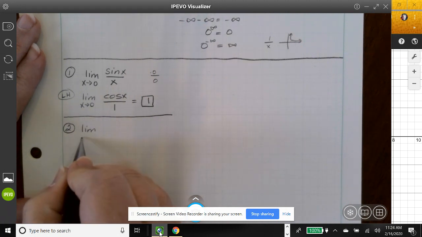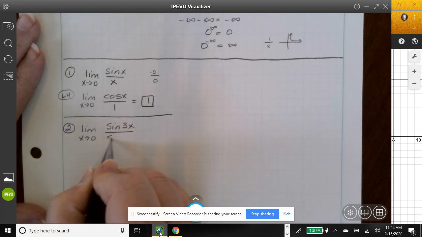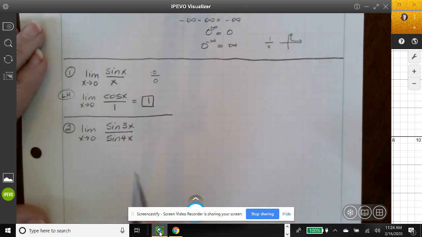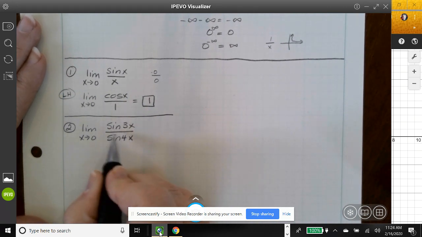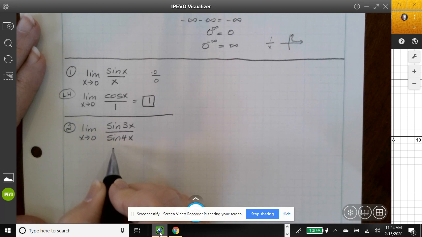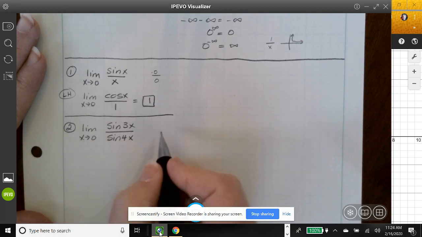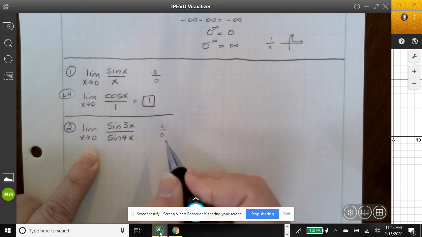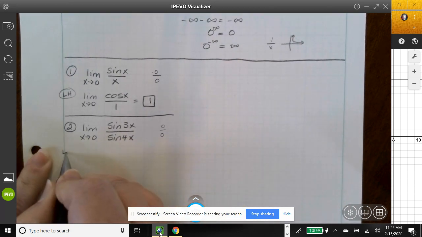All right, number 2. The limit as x approaches 0 of sine of 3x over the sine of 4x. Before we knew about L'Hopital, we would have had to use some fancy trig identities here, like the sine of a sum, to bust this up and somehow try to solve this limit. In order to solve this limit, we're going to see if it's one of our indeterminate forms. When I plug in 0, I get 0 over 0 because the sine of 0 is 0. So I can use L'Hopital here.